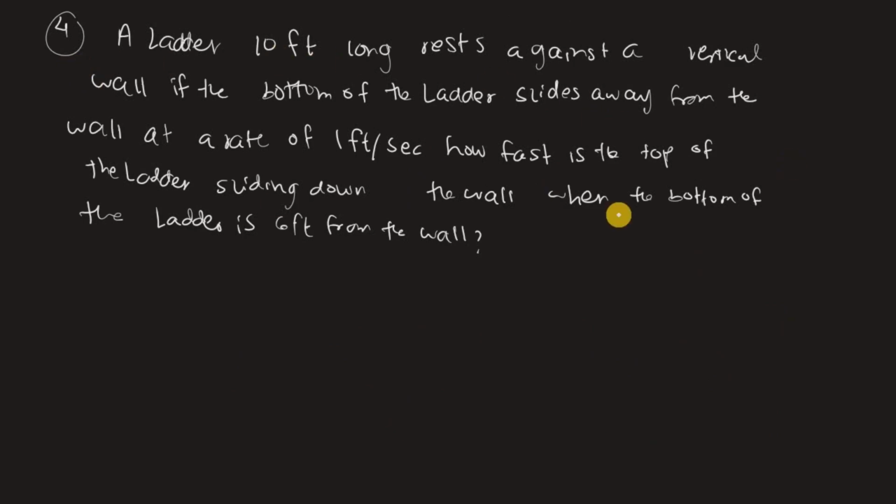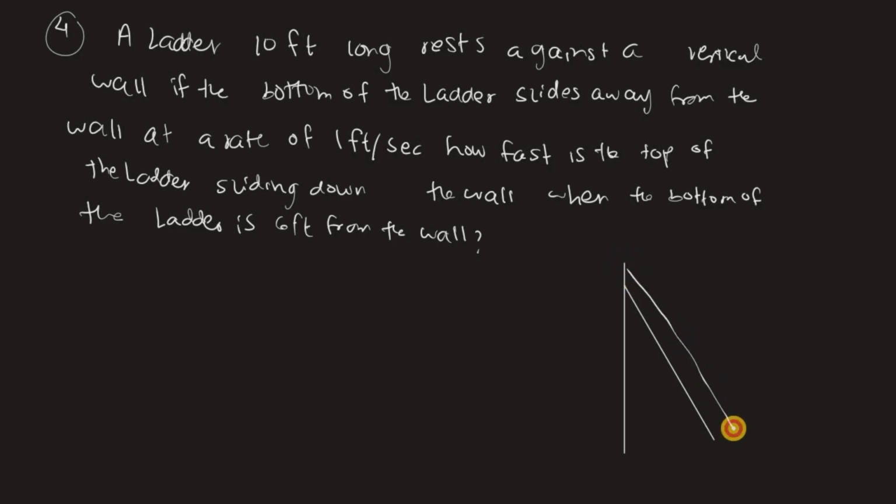Alright guys, so let's try to solve this question, which says we have a ladder of 10 feet long. It rests against a vertical wall. So here we are going to draw this. We have a vertical wall over here, and then we have a ladder which is basically sliding against it.